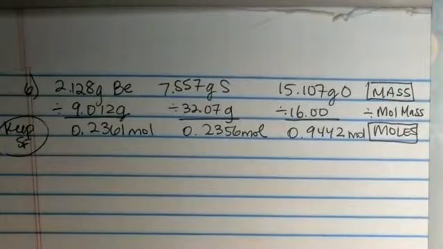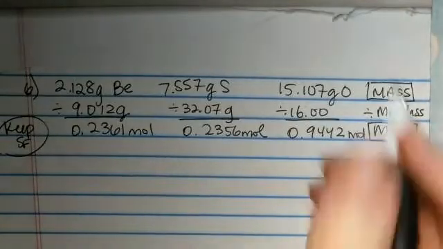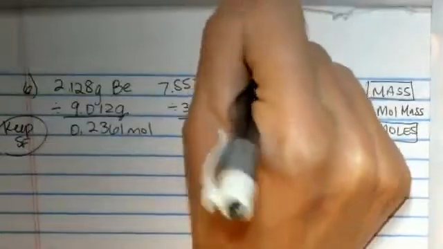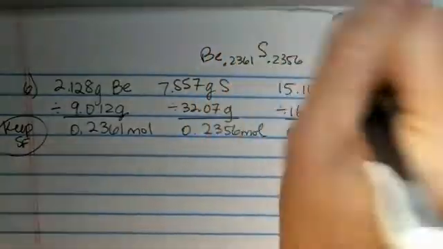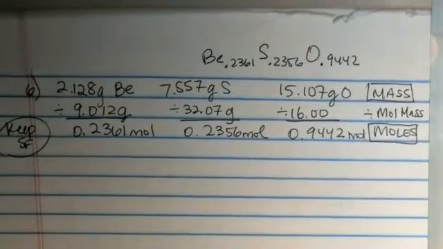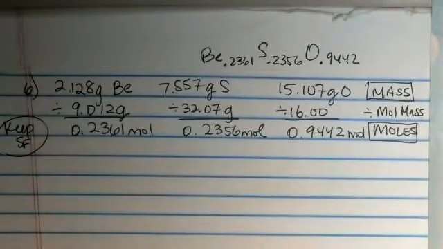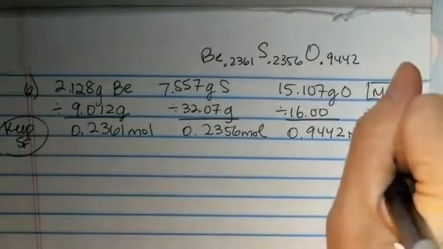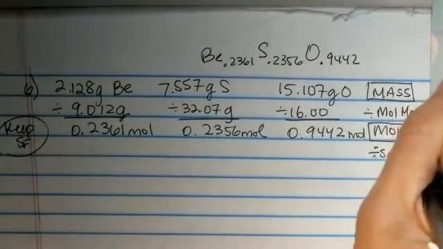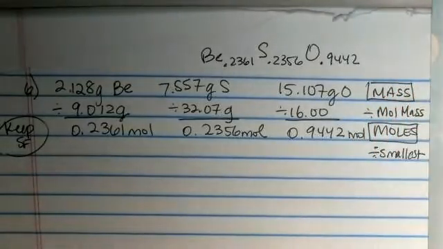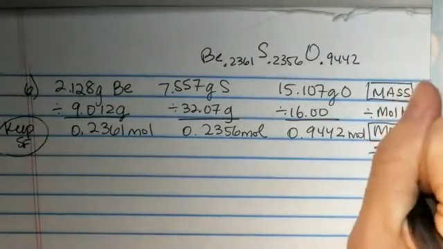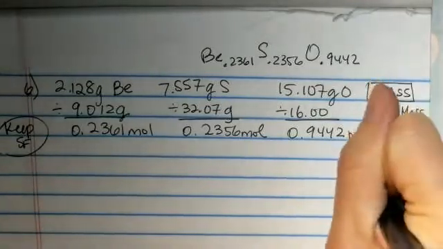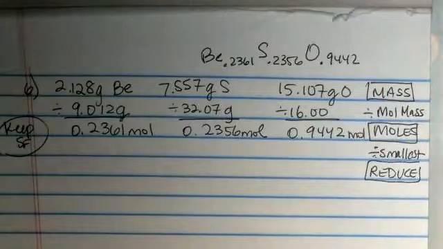And basically at this point, I have the formula, right? I could write it as Be 0.2361, S 0.2356, and O 0.9442, right? But we don't ever write formulas that way. We prefer nice, pretty whole numbers, right? So what we're going to do is simplify this. And what we do is we divide by the smallest number of moles present, and we're just reducing the formula. And hopefully we're going to get a nice whole number ratio, but it doesn't always work.